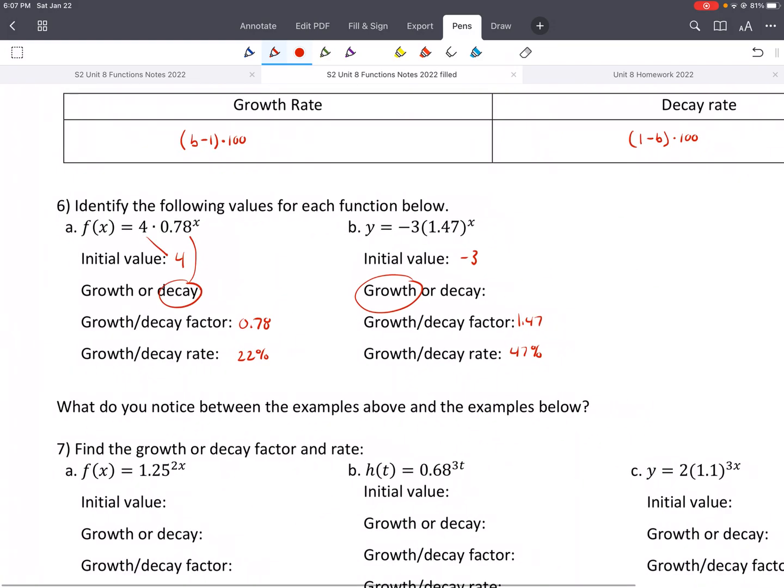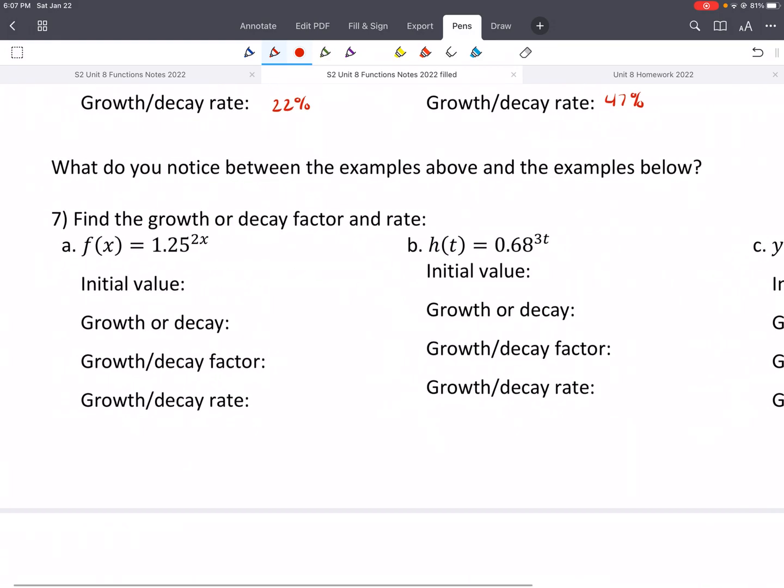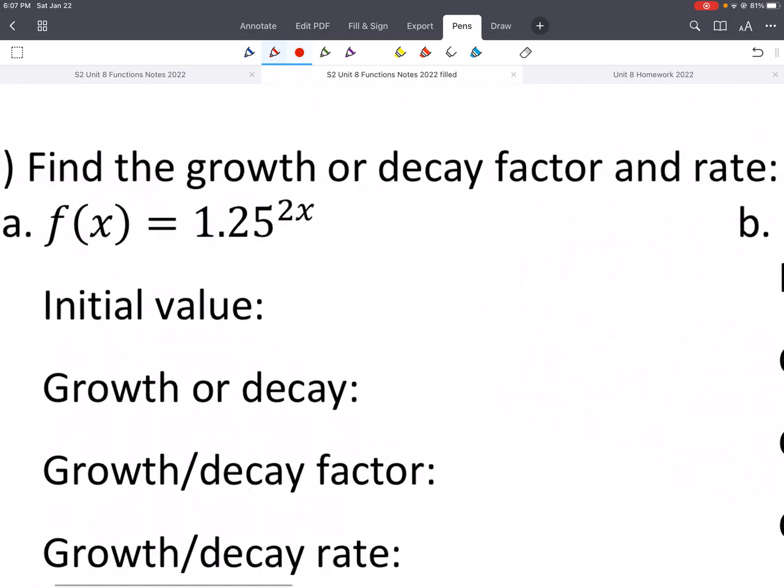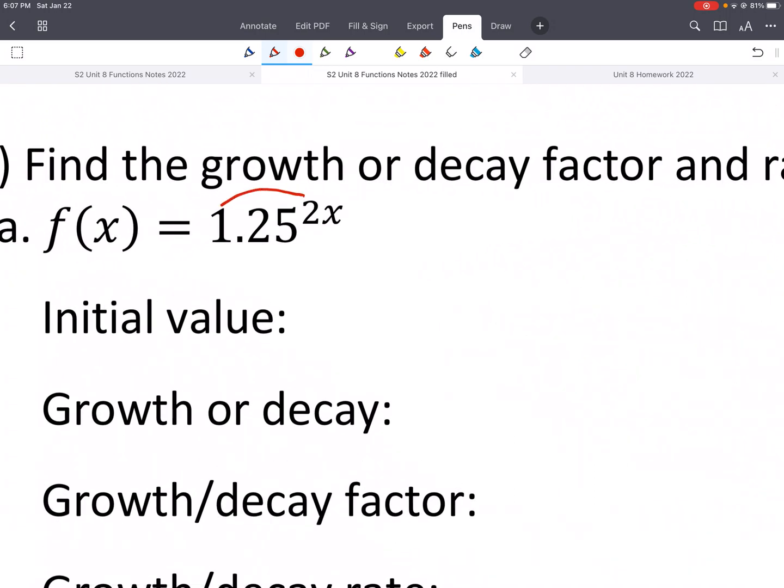Okay, so maybe that's what you saw in the past, but these ones are a little different. What do you notice between 6 and 7? Maybe you notice that there is a number in the exponent. But the equation that we have for finding the factor and the rate only works when it's a times b to the x. So we need to make it look like that, and it's not too bad to do. All you need to do is evaluate this.